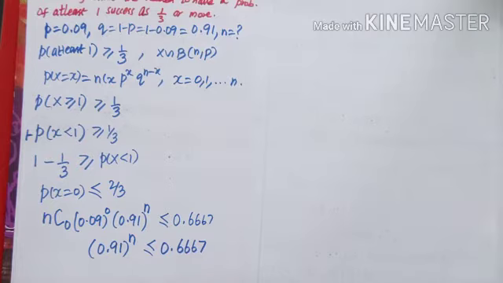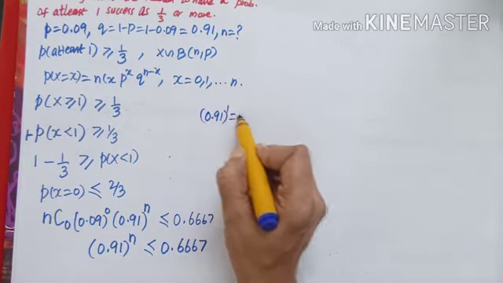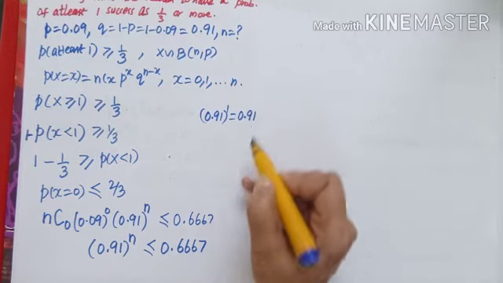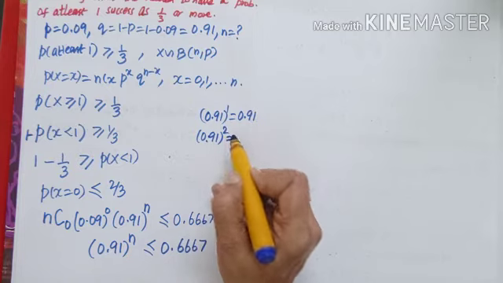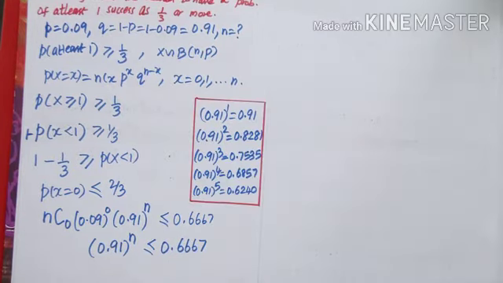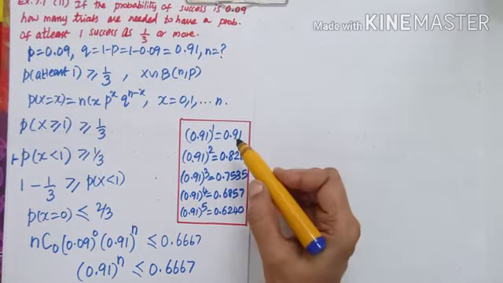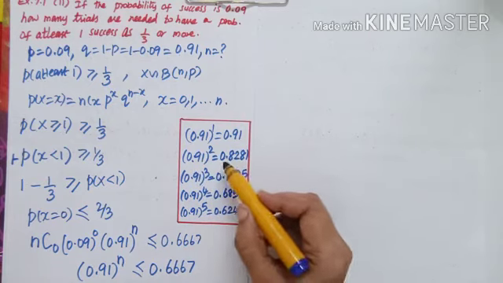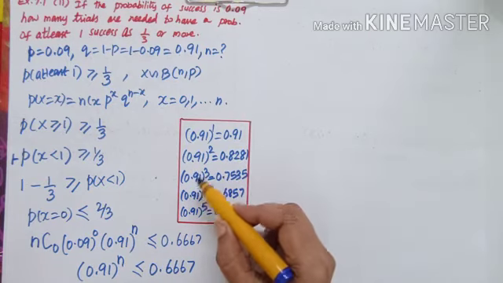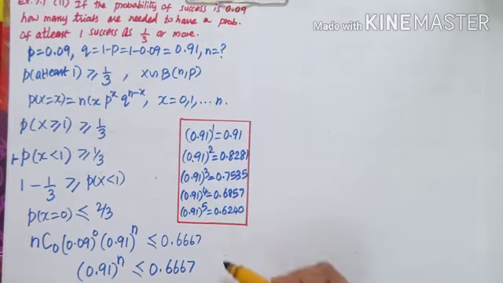Find out 0.91 powers. What is 0.91 the whole power 1? That is 0.91. Find out 0.91 the whole power 2. As we keep on finding, 0.91 power 1 is 0.91, power 2 is 0.8281, then power 3, power 4. Like this we have kept on finding.